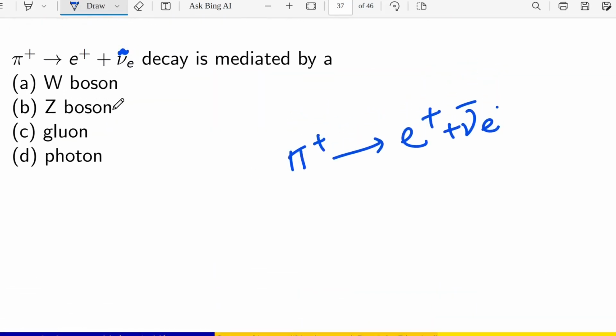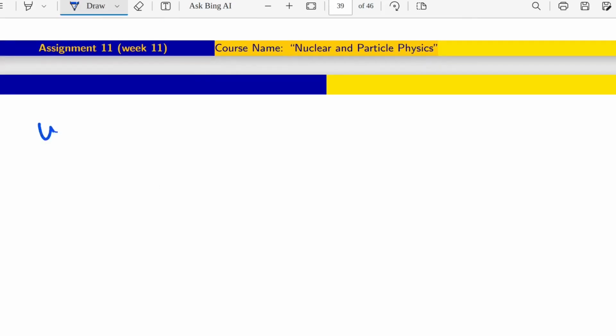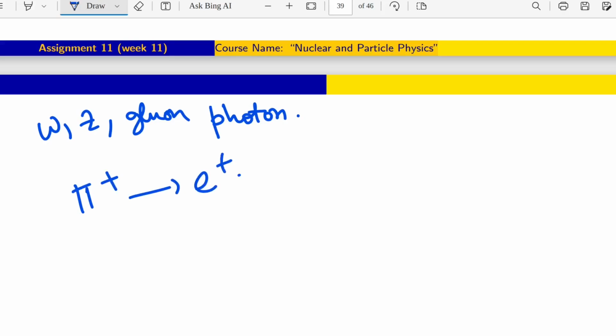So how many options are there? W, Z, gluon, photon. Okay. And what was the process? Okay, the process is pi plus to E plus nu E.